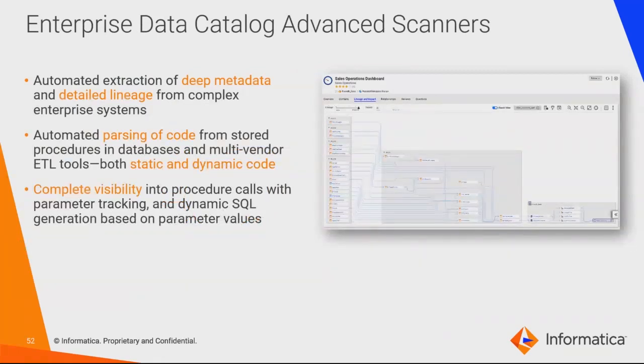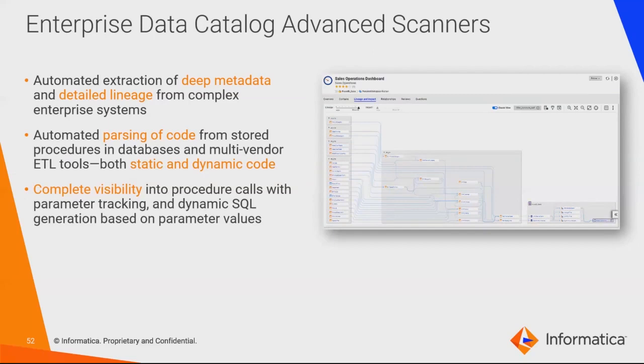Now, Enterprise Data Catalog advanced scanners are the answer to all the challenges that we have. They can do a deep dive, detailed lineage of complex to very complex enterprise systems. They can parse your code, from a stored procedure, to a script, to a transformation in an ETL tool, be it static or dynamic code. The advanced scanners allow you to extract metadata and derive detailed data lineage from many data sources, including the most complex systems such as legacy, mainframes, SQL, or any other multi-cloud environment.